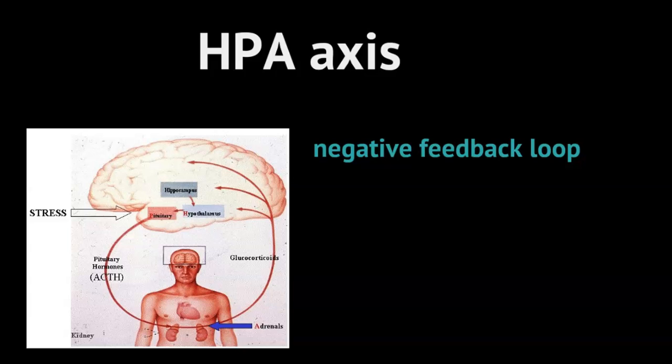Now, the HPA axis is another crucial component to stress. This stands for the hypothalamic pituitary adrenal cortex axis. So the hypothalamus signals the pituitary, which is the hormone releaser, to release adrenocorticotropic hormone, or ACTH. So ACTH acts on the adrenal cortex, which signals the release of glucocorticoids, mainly cortisol, which is known as the stress hormone. Now, the hippocampus responds to this rise in glucocorticoids, and it sends a signal to the hypothalamus to stop signaling the pituitary, acting as a negative feedback loop.